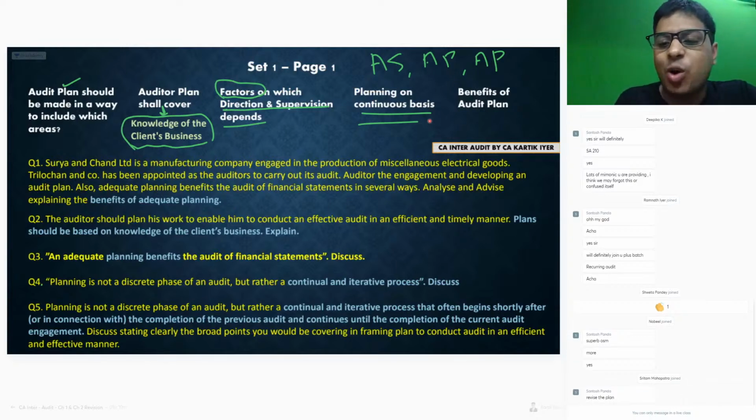So planning is not a one-time activity. Planning is a continuous activity. You have to keep planning.